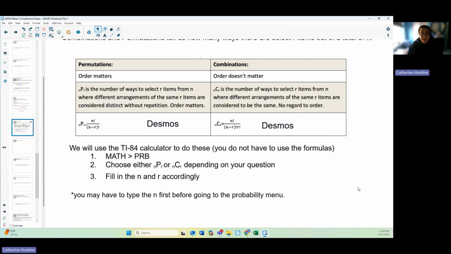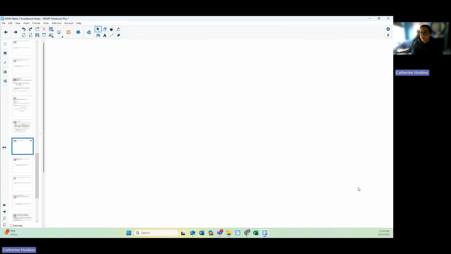If you have a TI-84, you can certainly use your TI-84 and you do not have to use the formulas, but I am going to show you guys Desmos. So let's say after we've looked at some problems, we see that we need to calculate either 20P6 or 20C6 using technology. So what we're going to do is open up Desmos.